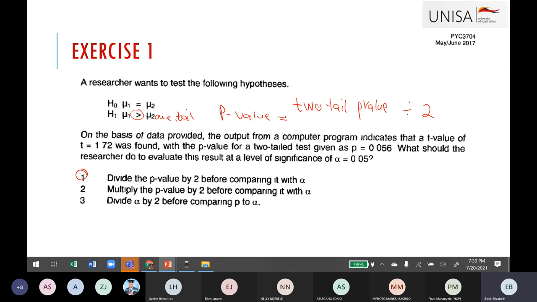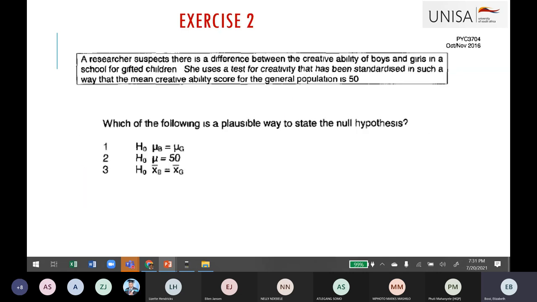a two-tail or a non-directional, which is not equal. Therefore, it means you will take your one-tail and you multiply it by 2. So then it means option 2 would have been correct. This divide by 2, we do not do that. You cannot divide your alpha to compare it to the p-value. We leave alpha as is. So option 1 is the correct one.